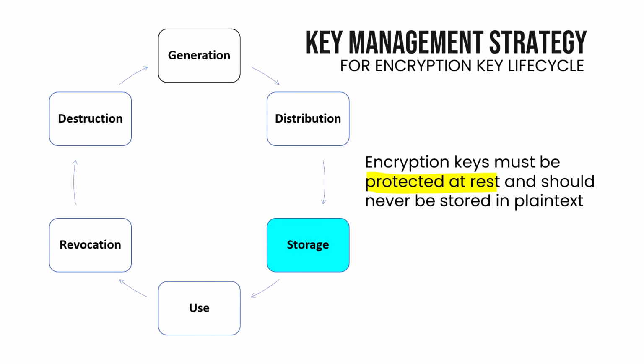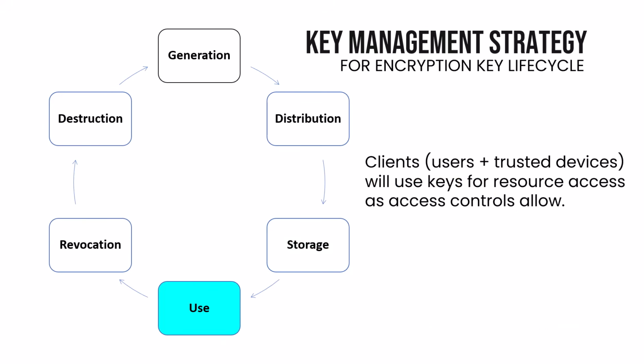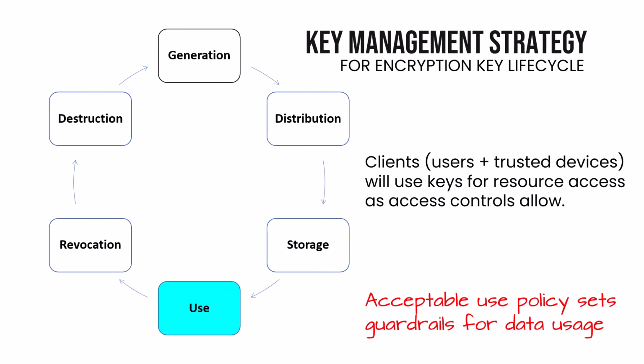And then storage. Encryption keys must be protected at rest and should never be stored in plain text. This includes keys in volatile and persistent memory, so we shouldn't have keys sitting in memory unencrypted. And then in use, so think of clients, whether those are users or their devices, they will use keys for resource access as access controls allow. Acceptable use policy sets the guardrails for data usage. So when a user is onboarded, they should sign an acceptable use policy that establishes what is and is not okay with regards to data.